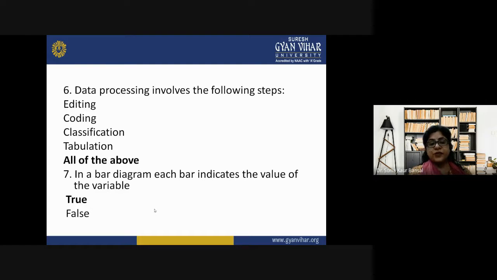Now, understand, students. Data processing involves the following steps: editing, coding, classification, tabulation, all of the above. Yes, the correct answer is all of the above. But before you understand why it is correct, let me make it clear to you. Students, we are talking about data processing. What is data processing? Just understand.